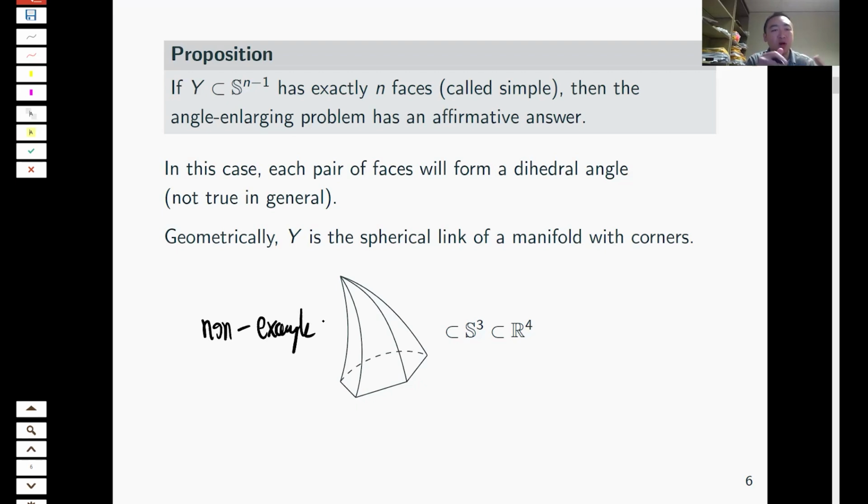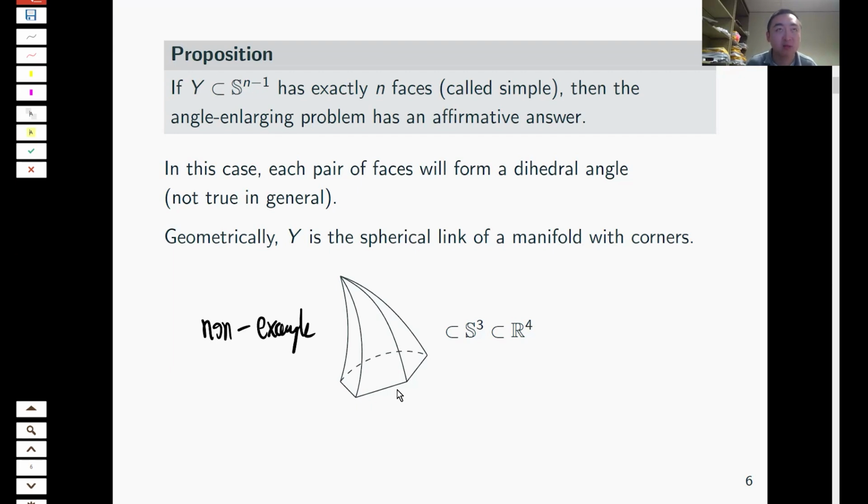Because this is the shape of a spherical polyhedron in S^3 in R^4, which you cannot really draw exactly. But as you can see, this shape has 1, 2, 3, 4, and 5 faces. So it's not simple, but at this point, you can look at we have a face here and a face here. They do not form any dihedral angles. Okay, so this example is not simple.